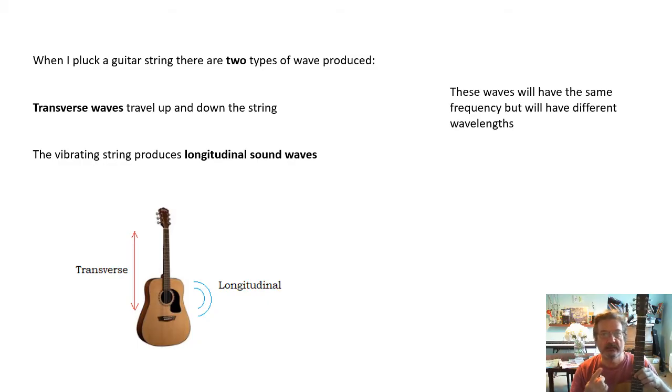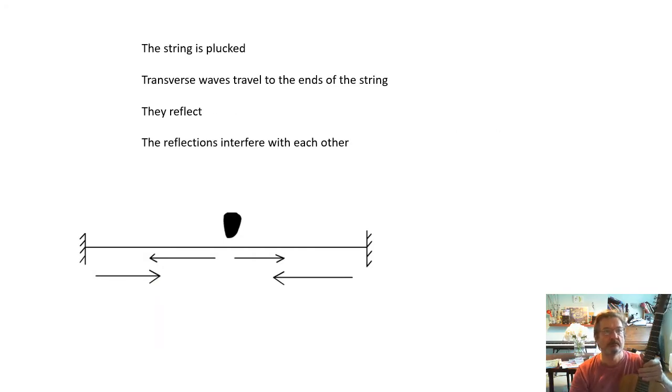Now these two waves will have the same frequency, but they will have different wavelengths, and I think this is a problem a lot of students have, that they get the two wavelengths muddled up. So I pluck a string, and we are getting transverse waves traveling up and down the string. Beautiful. So the string is plucked.